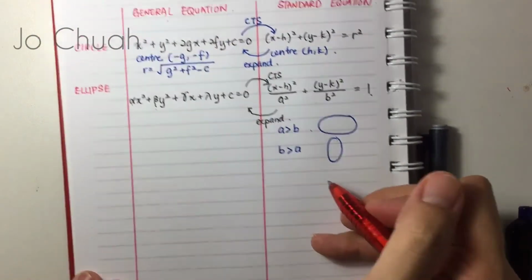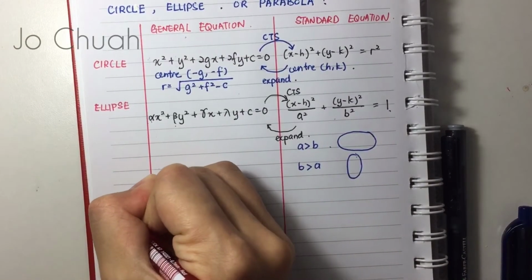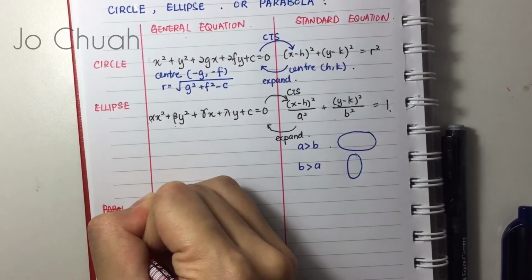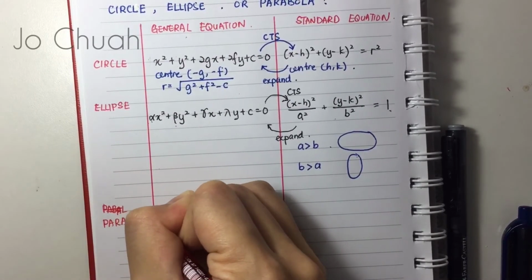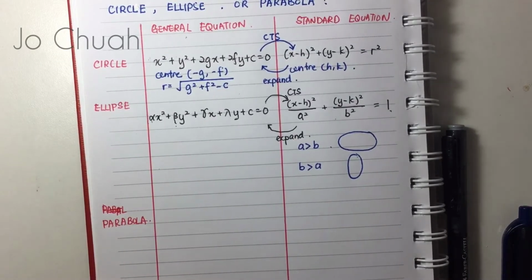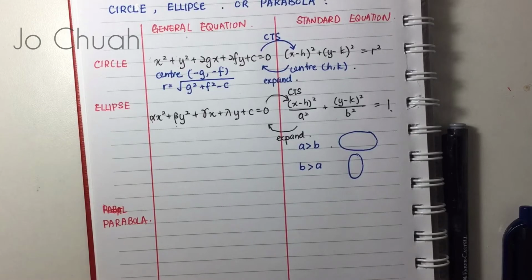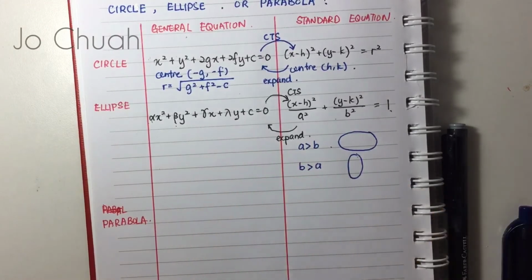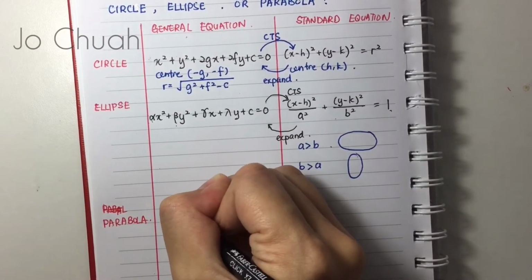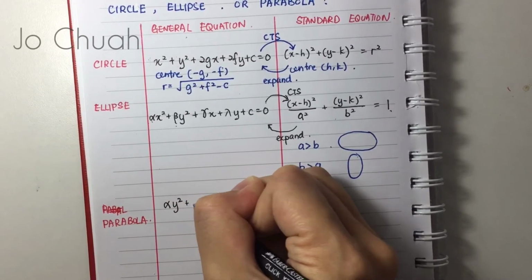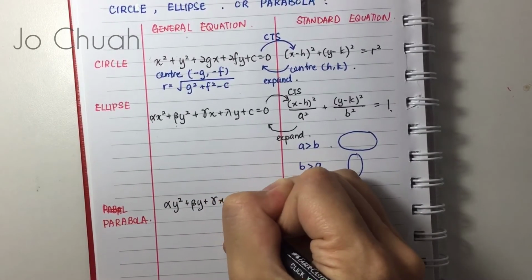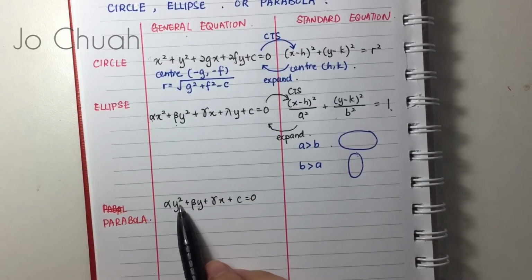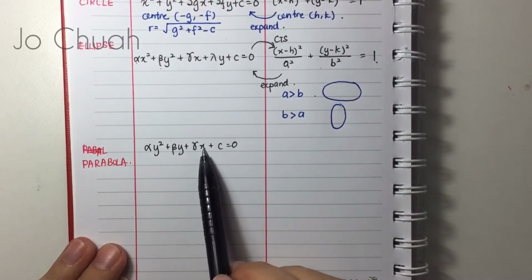Okay, so the last one is the parabola. For a parabola, only one of either x or y will be squared, which means what you're going to have is alpha y squared plus beta y plus gamma x plus c equals 0. So you can see that only y has the square and x doesn't have the square.